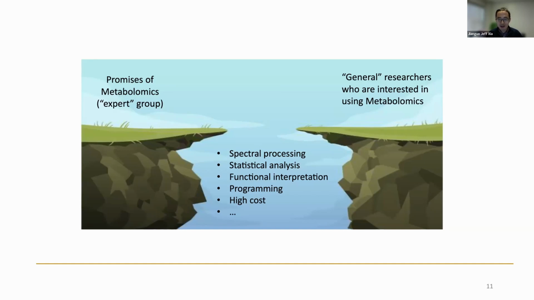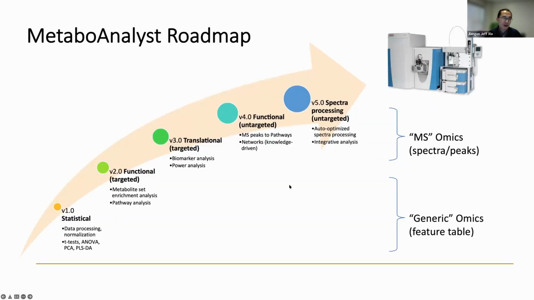So I started to teach myself how to do that. That was back in 2009, and now it's more than 10 years. Version 1 was released in 2009, version 2 in 2012, and so on, every 3 years we have a new version released. The first 3 versions are more for generic omics.